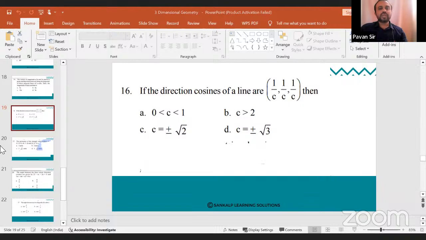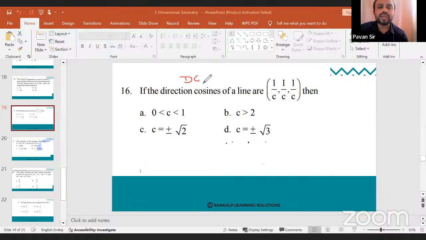If the direction cosines, that is DC, of a line are 1 by c, 1 by c and 1 by c, then option A is 0 less than c less than 1. Option B is c is less than 2, c is greater than 2. Option C is c is equal to plus or minus root 2. Option D is c is equal to plus or minus root 3.